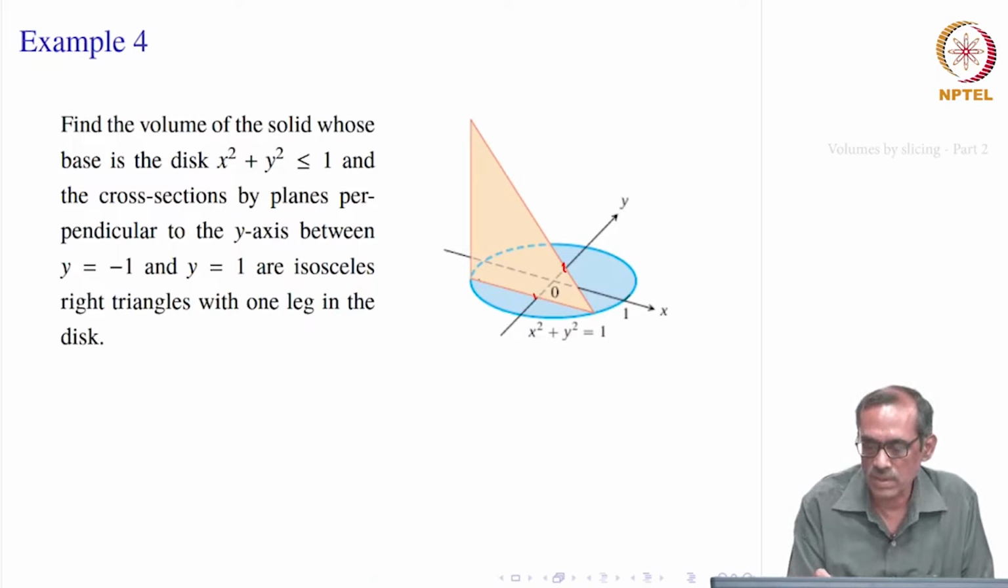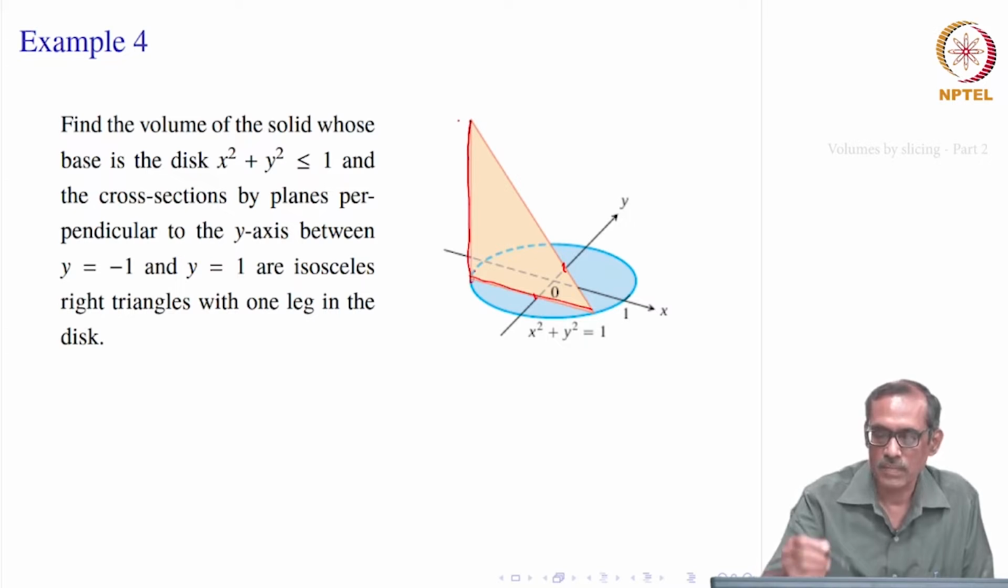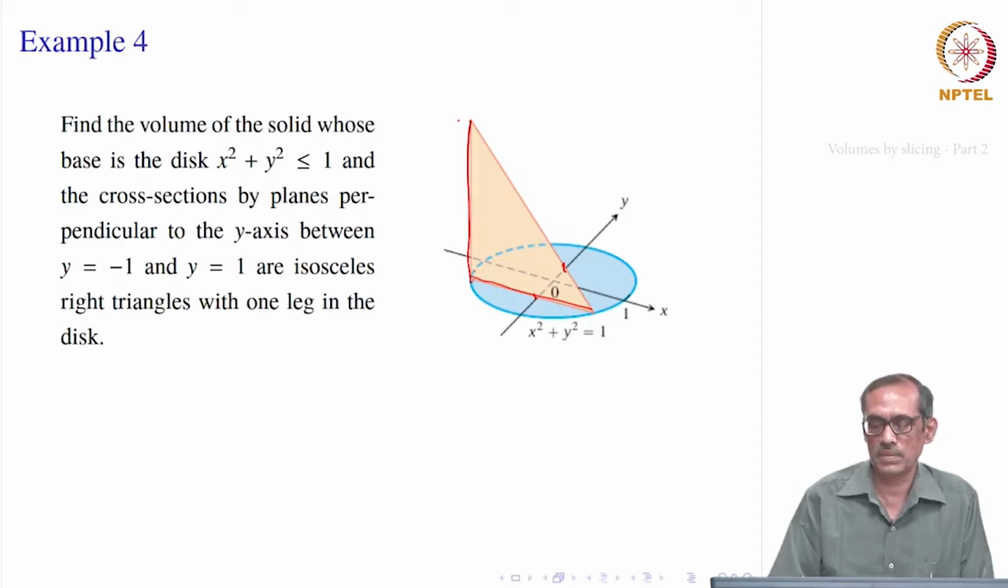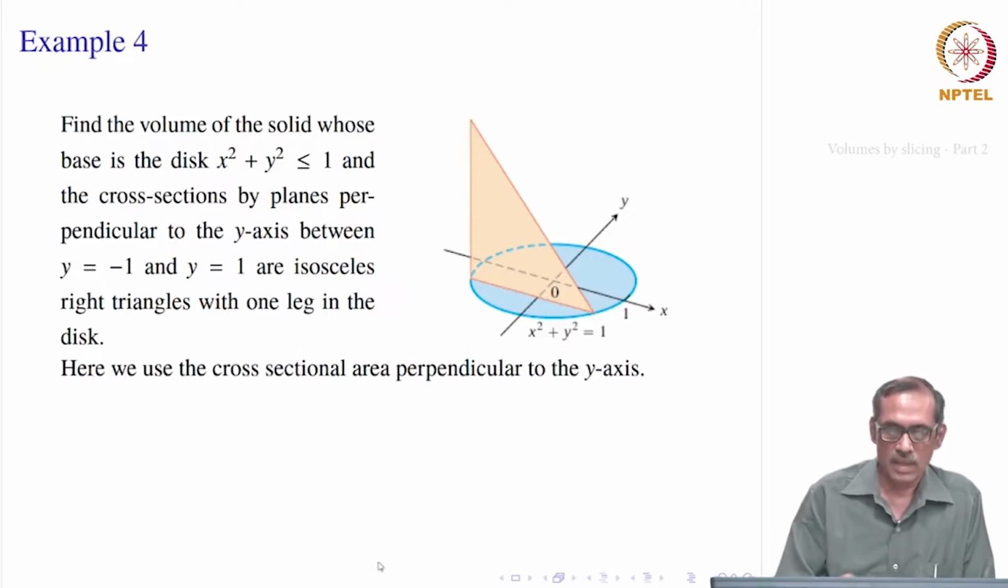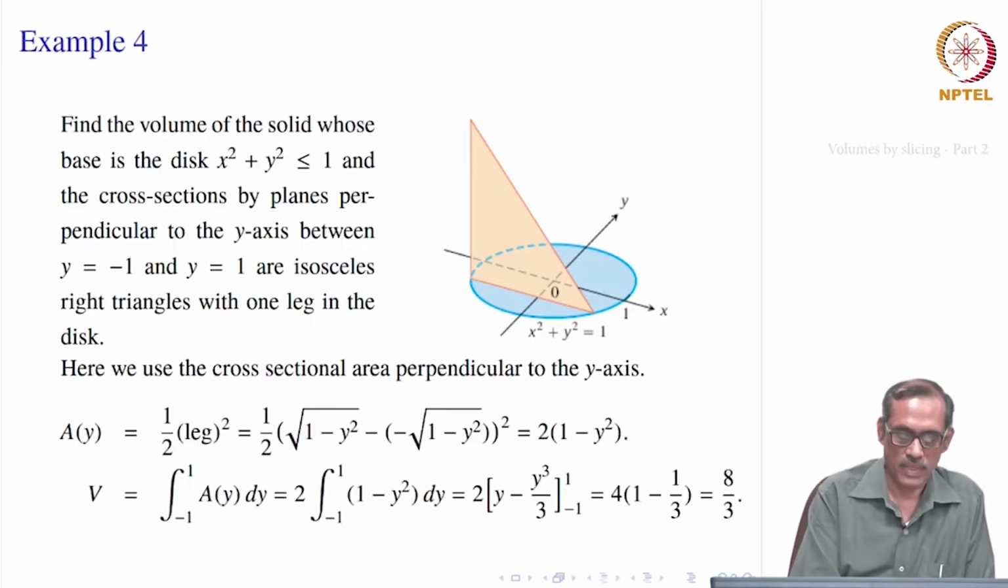So, it is an isosceles triangle. So, this leg is equal to this leg, the sides of these two become the same, with one leg in the disk. So, we are really using the cross sectional area perpendicular to the y axis instead of the x axis here. So, our integrals will correspond similarly with respect to y, and this cross sectional area has to be written as a function of y.